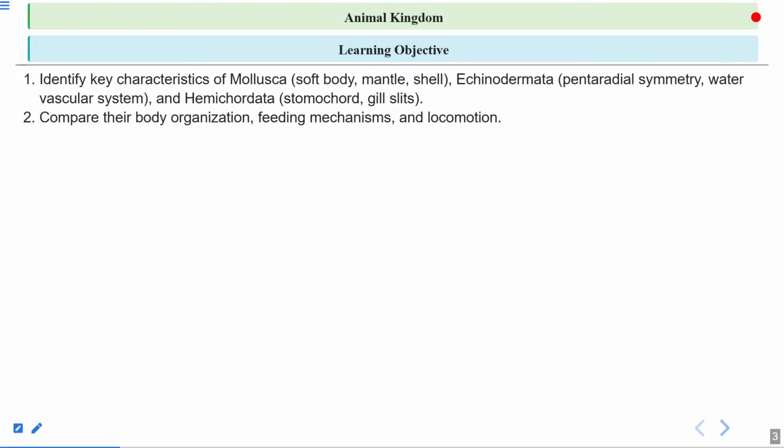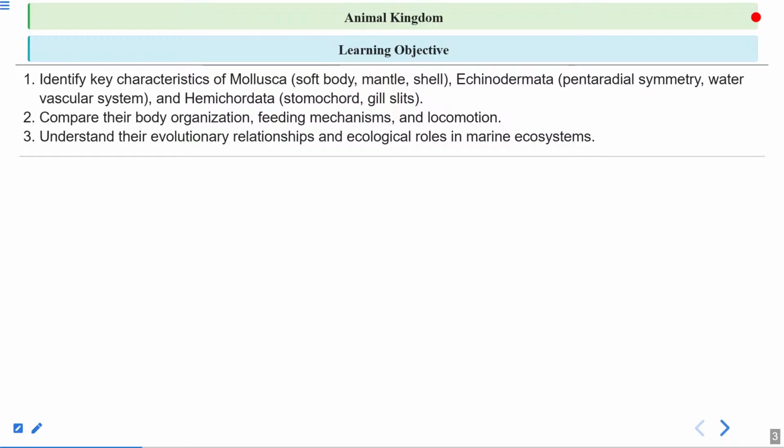Then we'll talk about how they feed and how they respire. Do they have some special kind of structures which help in feeding, excretion and respiration? We'll also talk about locomotion in these phyla. Clear? Then we will understand the evolutionary relationship and ecological roles of these organisms in the marine ecosystem. So these are the objectives of today's session.